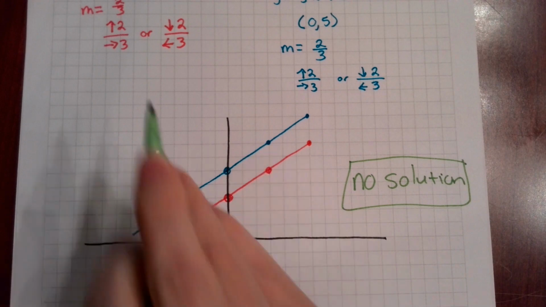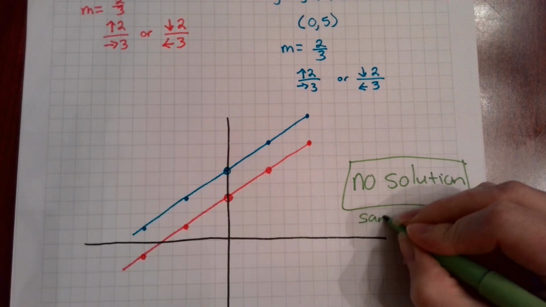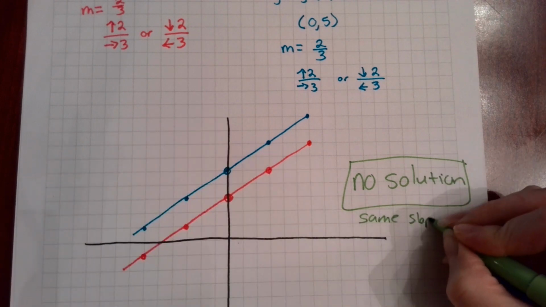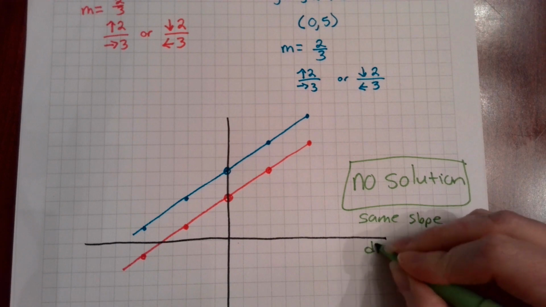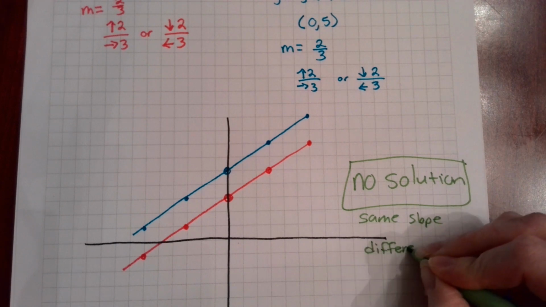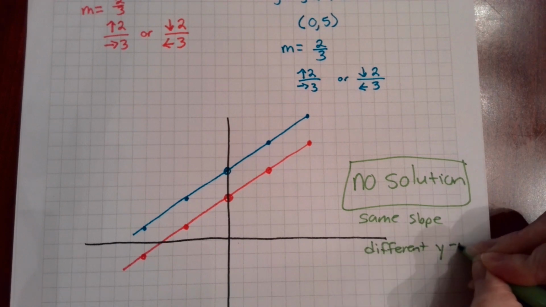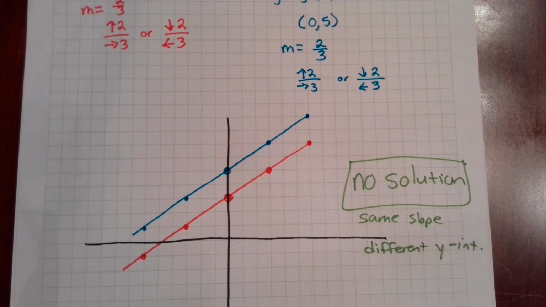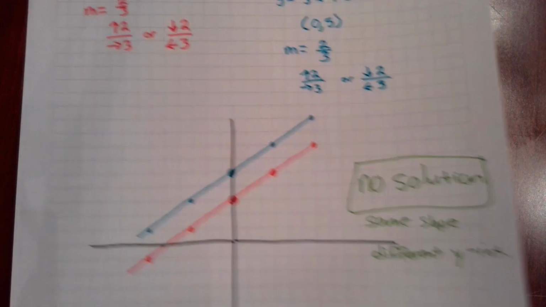Okay, they had the same slope, right? We want to make note of that. Same slope, different y-intercept. It created that no solution problem. All right, let's go on to another one.